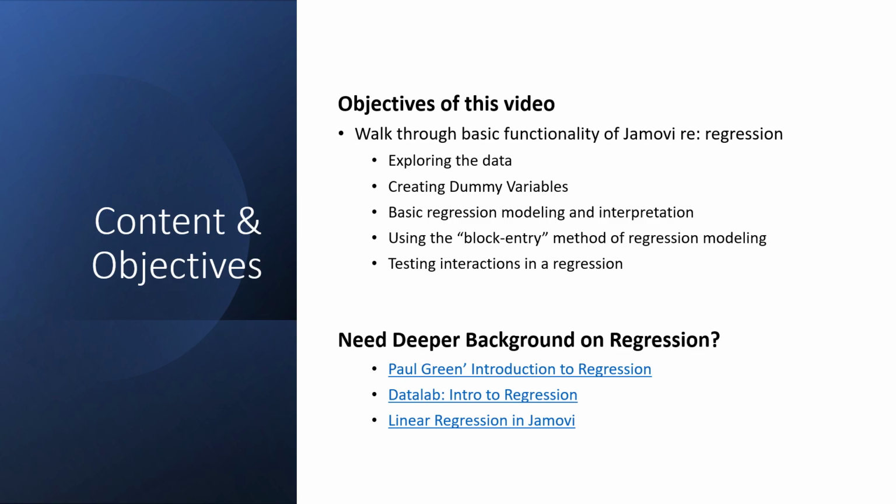We'll use what I call a block entry method of regression building that will allow you to compare different models of covariates on the dependent measure and see the incremental value or the incremental changes in regression as you include different variables in the regression model. We'll also take a look at the impact of interactions on dependent measures and how you can test for interaction effects in Jamovi.